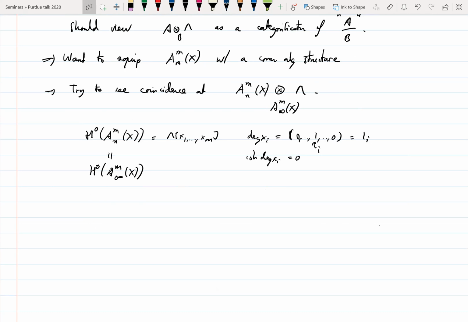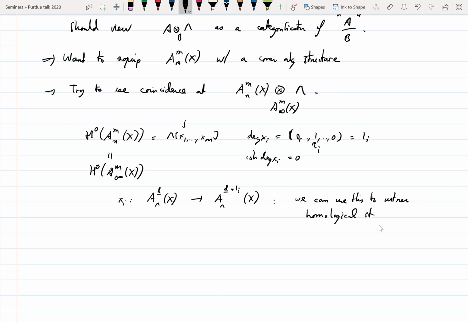Second thing is that now you can use these xi, because once you equip these AMN with a commutative algebra structure, you can use these xi's to act on AMN. So that means that A_i will send to A_{i+1}. So we can use this to witness homological stability, meaning that we can try to prove that this map exhibits homological stability. But even before doing that, we can actually do the following already.